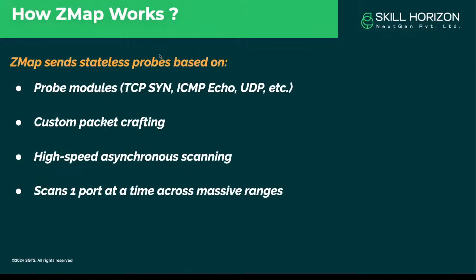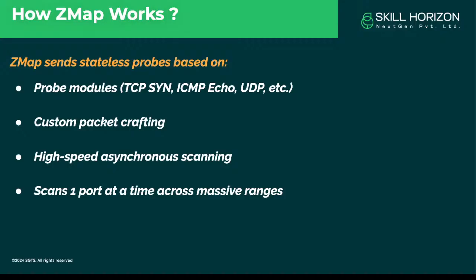If we talk about how Zmap works first, Zmap sends stateless probes, and in Zmap there are some probe modules. You can launch a TCP SYN scan, an ICMP echo scan, or a UDP scan. Custom packet crafting is also there. High speed scanning is also there. It scans one port at a time across massive ranges. So these are all about how Zmap works.